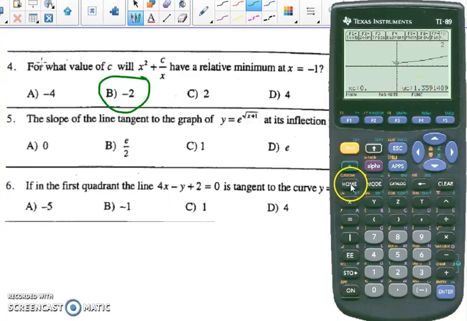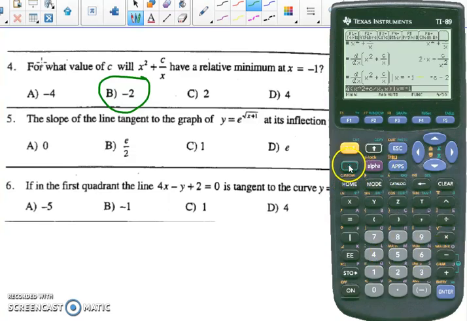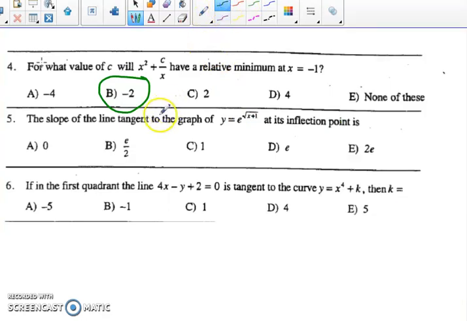And I can confirm that by going into my home screen and let's say green diamond e to the x and then divide e over 2, green diamond enter, look at that, 1.359. So my answer here is e over 2.